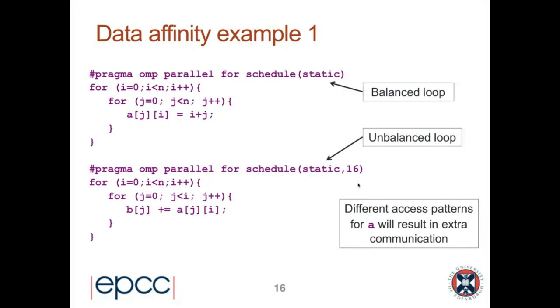But because these two loops access the same data and they do it with a different pattern, those different access patterns for A will result in communicating the values of A between different threads. So when we come to the second loop, it's likely that a lot of those accesses to A will result in cache misses, because the previous access to that data was in the first loop and happened on a different thread.